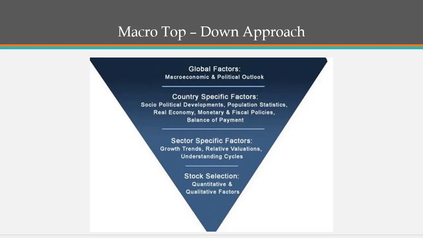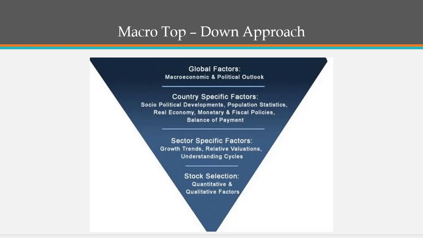Next, country-specific factors, social and political developments. For example, right now as I am doing this, the Prime Minister of Japan is quitting, and they are looking for someone else to replace him, and so on. So you are looking at things like this: political developments, population, real economy, fiscal policy, balance of payments. Then it becomes even more specific when you are looking at sectors, then specific instruments to express your view, and so on. But do you see what we have done?